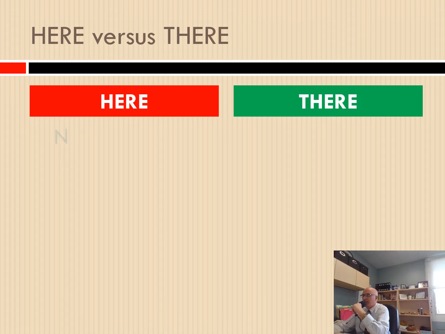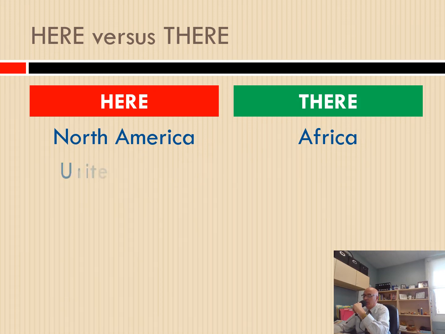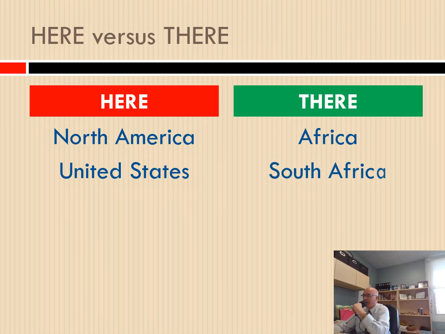If you said North America, you are correct. So we live in the continent of North America. Africa is a different continent. Those are 2 of the 7 continents. My next question is, do you know what country we live in? If you said the United States, you are right. The country I visited in Africa was called South Africa.